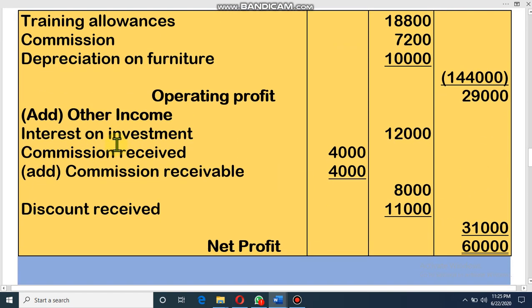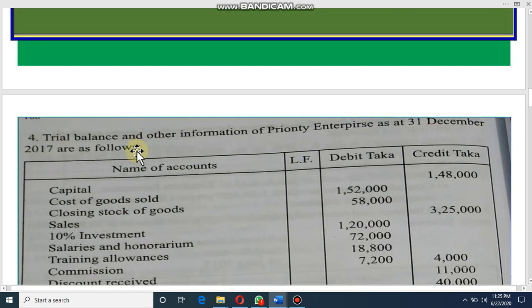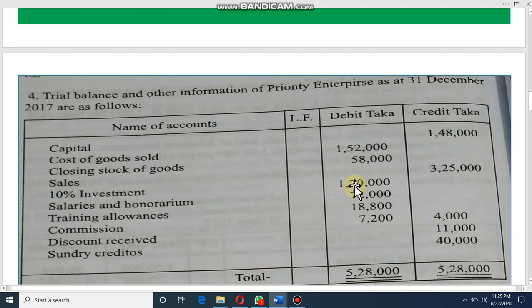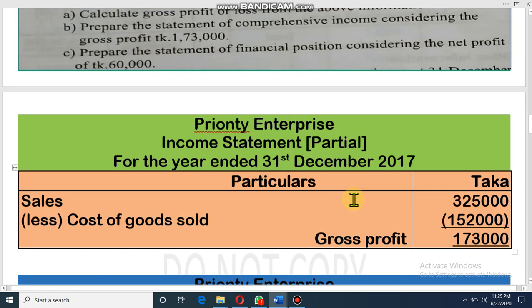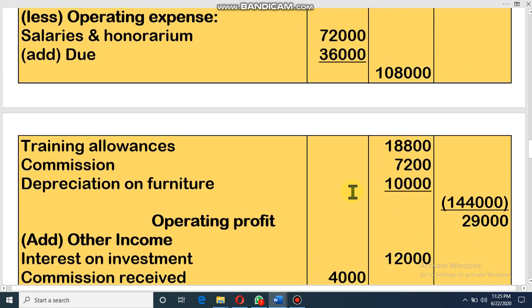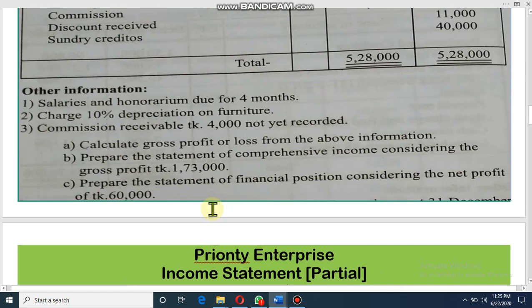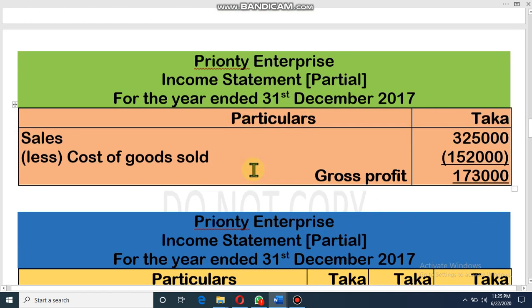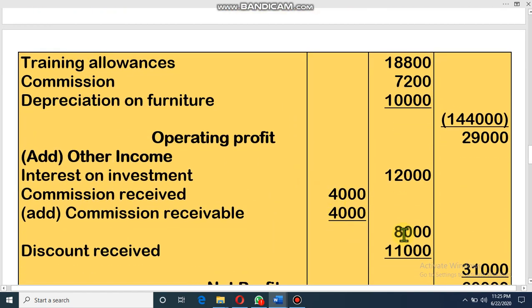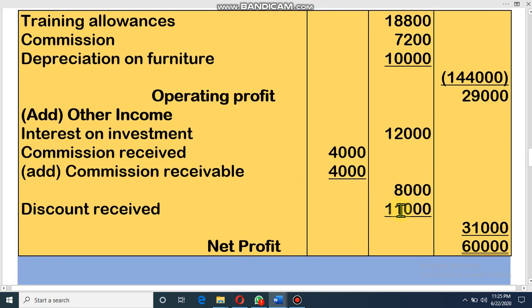And other income: interest on investment, dear student. Look, investment is 1 lakh 20,000, so 10% is 12,000. Commission received 4,000 and commission receivable 4,000, not yet received, so it is 8,000. And discount receipt is given in the question. So total income is 31,000. This operating profit plus other income gives the net profit.